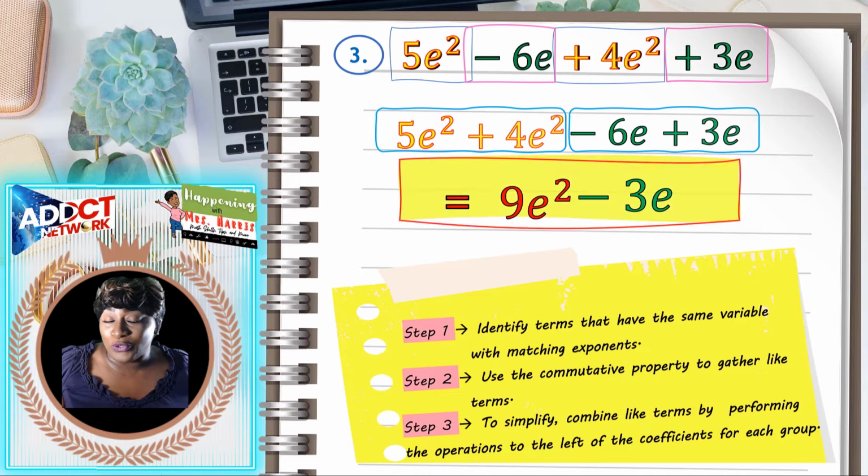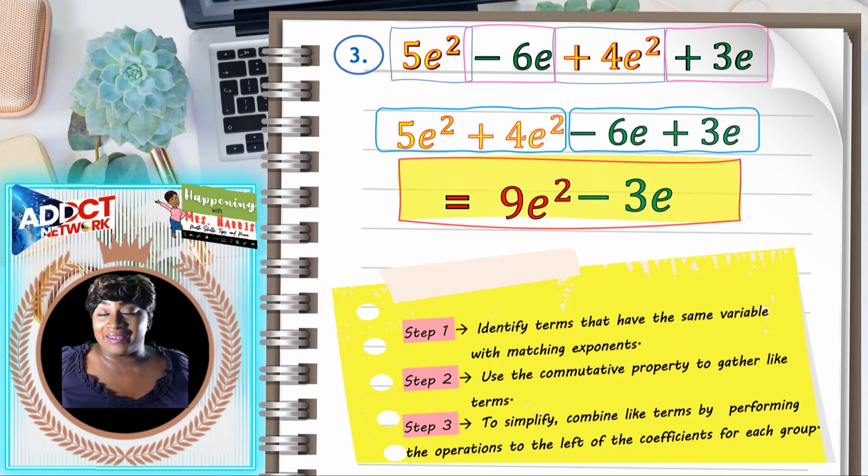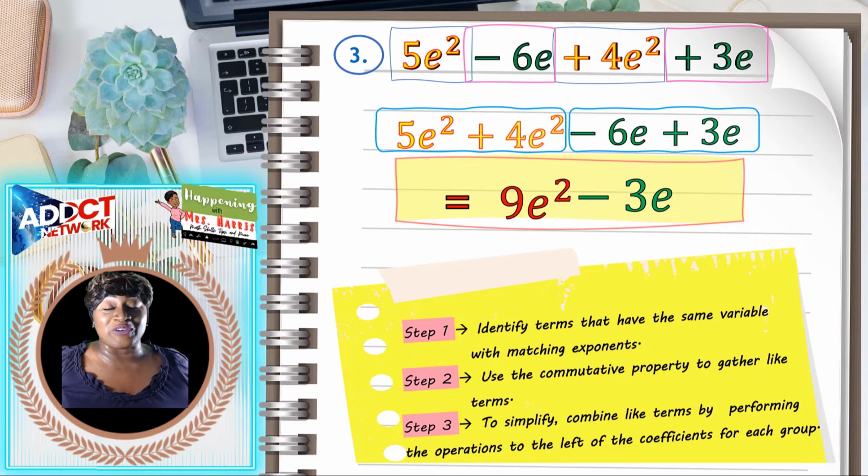And to make sure that our solution is correct, we have 9e to the second power minus 3e. We know that this is our final answer because the 9e to the second power, that e has the exponent 2, and the minus 3e, that e just has e by itself. Now we're done.